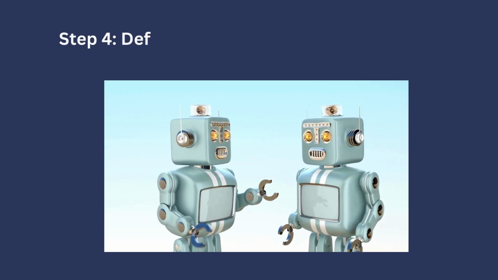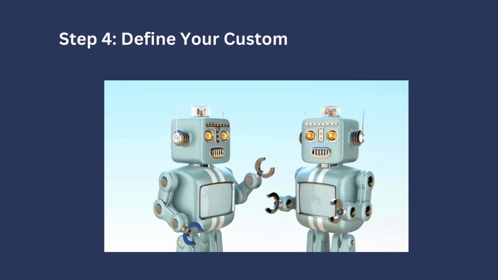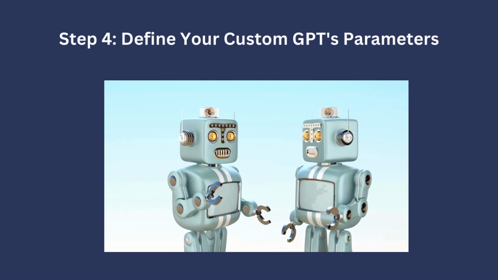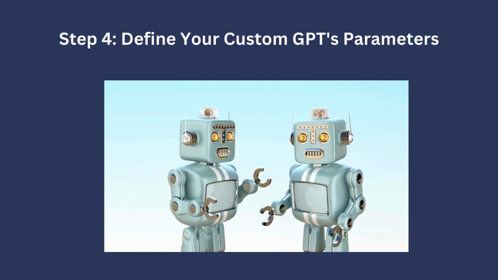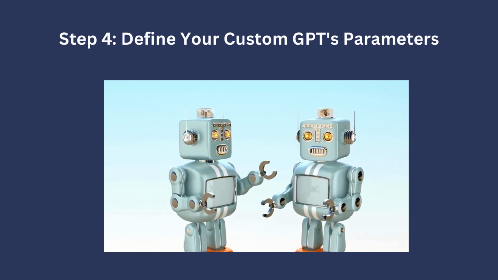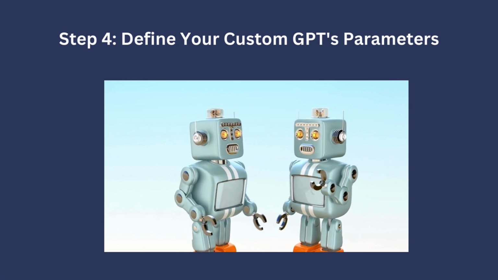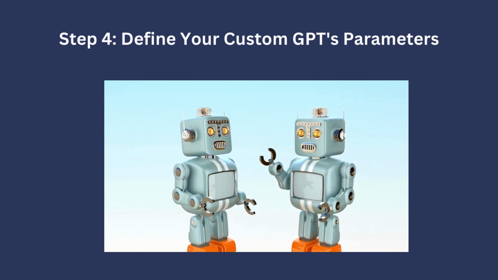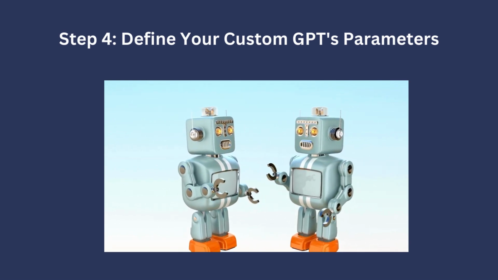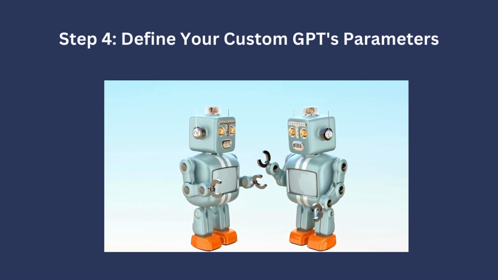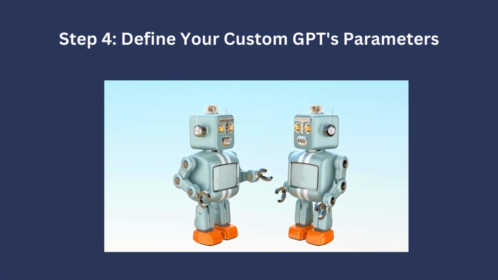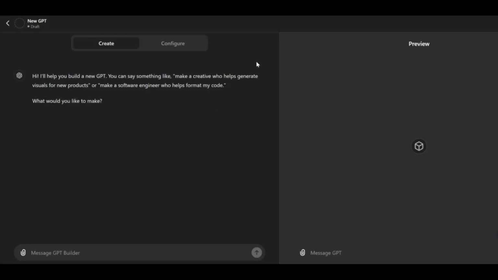Step 4. Define your custom GPT's parameters. In this step, you will set up the key parts of your custom GPT model. This includes naming it, choosing its language settings, and deciding other basic features. These choices are important because they create the main structure of your custom model. Here's how to start.